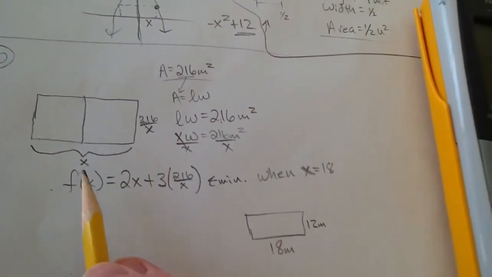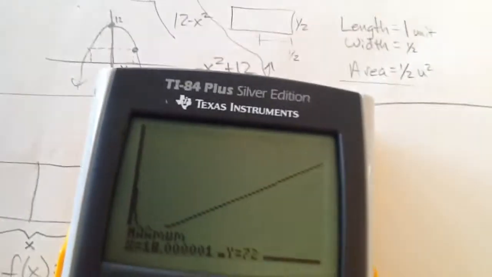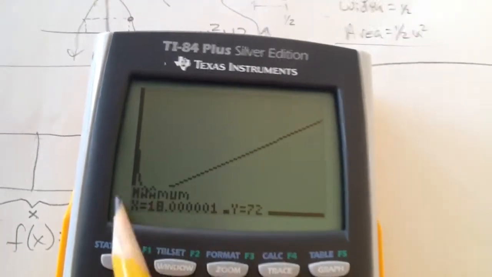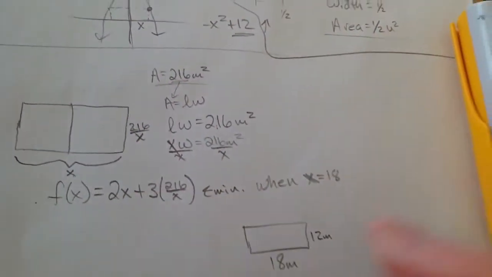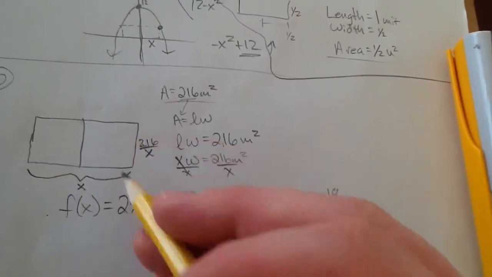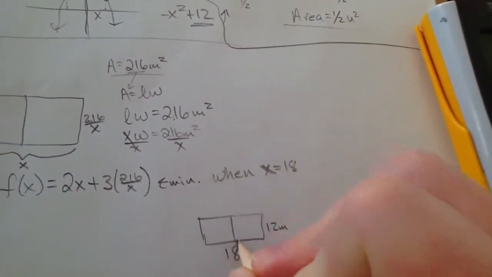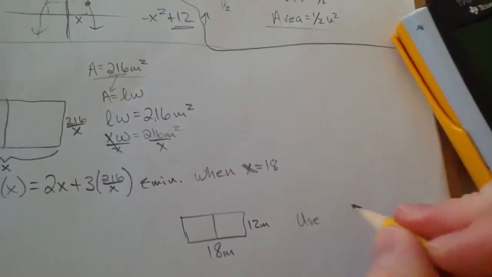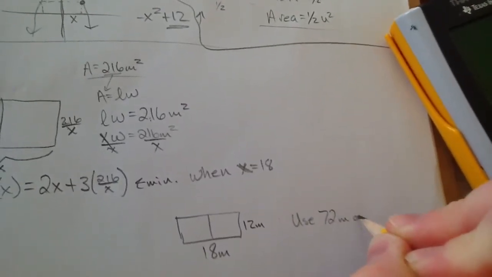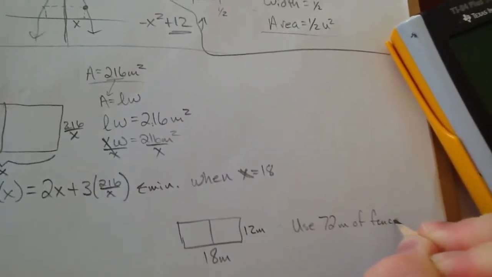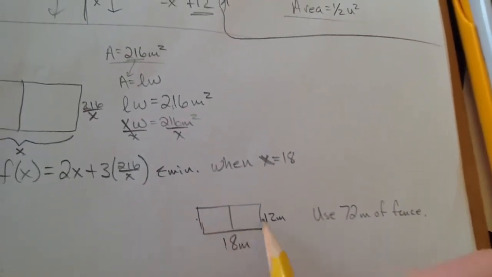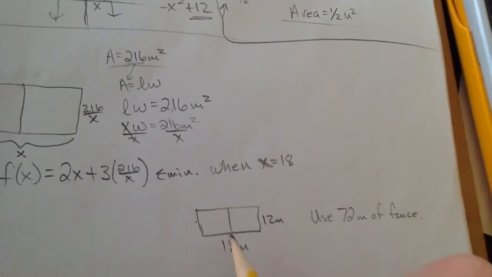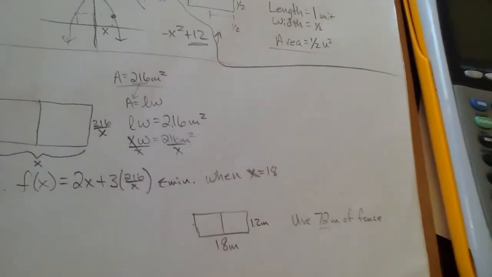And then, what is the minimum amount of fence we could use? Well, we could have just looked right here. The Y value was 72. Remember, our Y value was how much fence we're using. So we're going to use 72 meters of fence. If we add that up, 12 plus 12 plus 12 is 36, plus 18 plus 18, another 36. So yeah, it'd be 72. It's right either way.